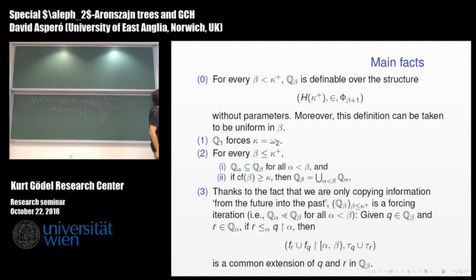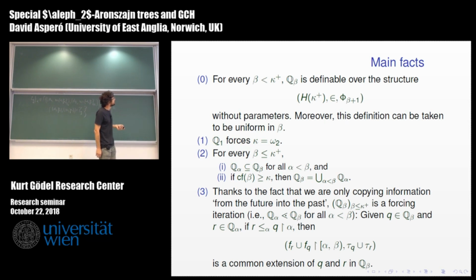If you want me to go back to the definition, just tell me anytime. Then Q1 is essentially the Levy collapse of kappa to omega 2. Also, whenever you have a beta, Q alpha is a suborder of Q beta for all alpha less than beta. And if the cofinality of beta is at least kappa, then Q beta is actually the union of the previous Q alphas.